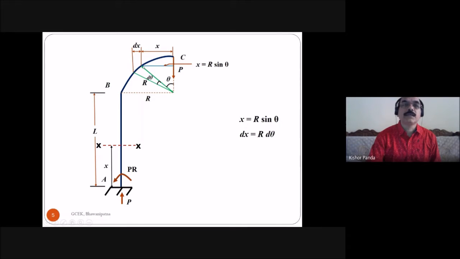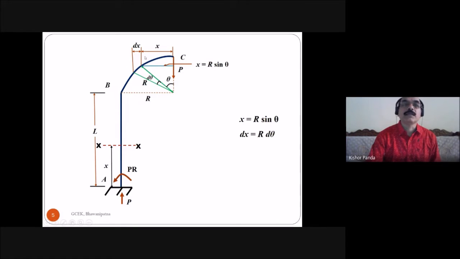Because this is dx and this arc length is your r d theta, because this is the radius of the arc. This is the radius of this arc, and this is the theta angle, and this is the d theta angle. So what is this arc length? This is equal to r into d theta. d theta is very small, so you take dx equal to r into d theta.